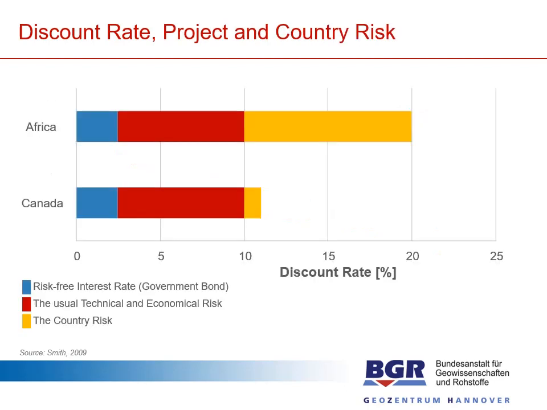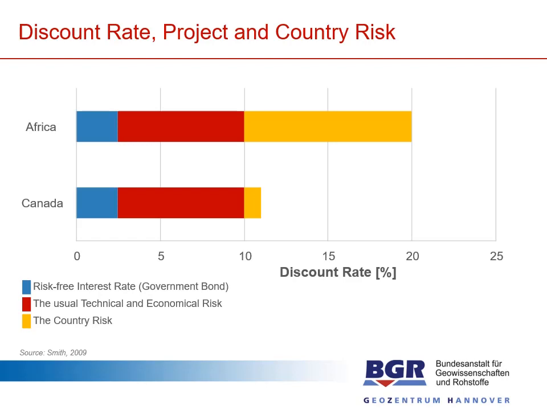Here you can see an example of a discount rate for a project in Canada. You have the risk-free interest, 2.5%. You have the usual technical and economical risk, in this case 7.5%, and you have additional, let's say, 1 to 2% country risk. So the complete discount rate is around 11%.